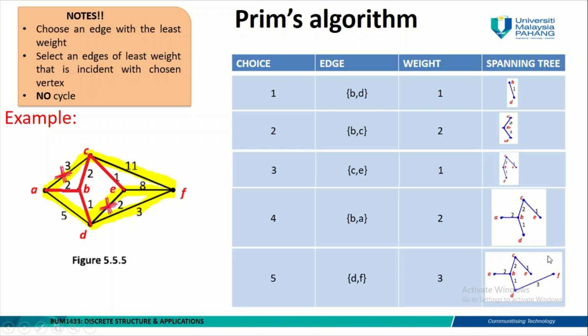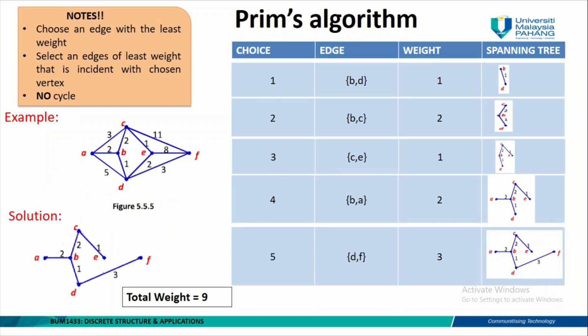Alright, so our spanning tree contains all the vertices. So we are done with the Prim algorithm since our spanning tree already contains all the vertices. Alright, so this is our solution.